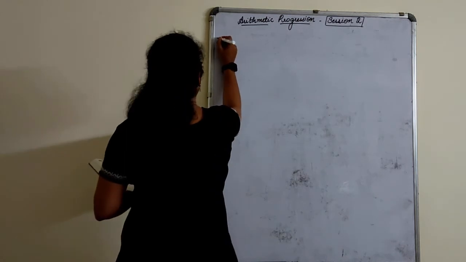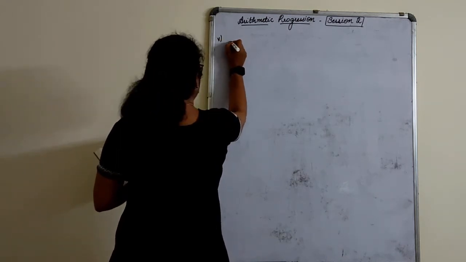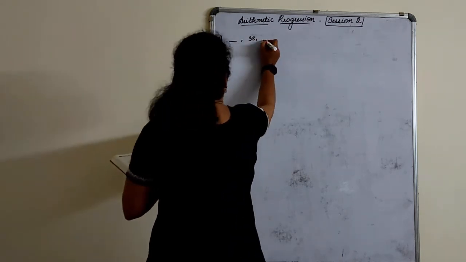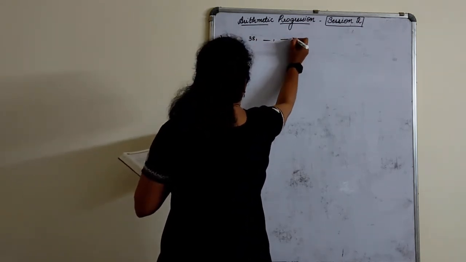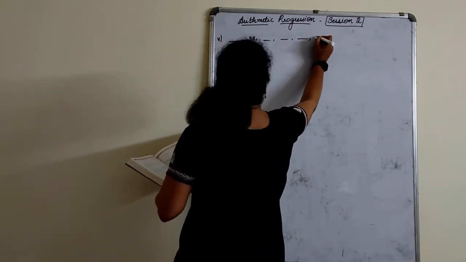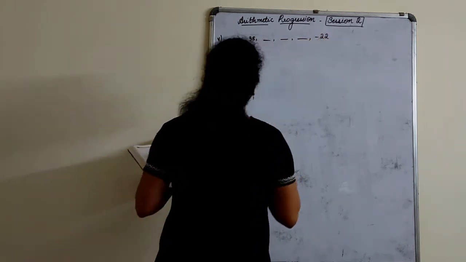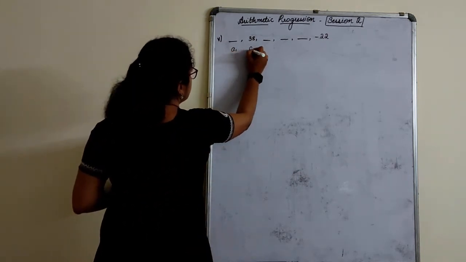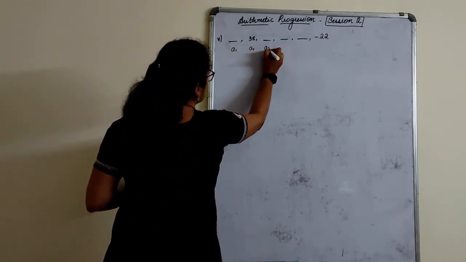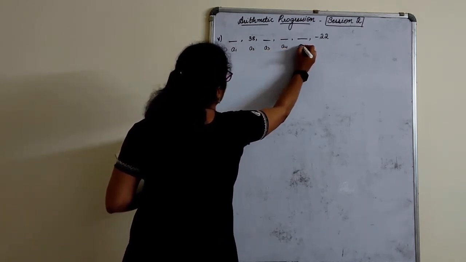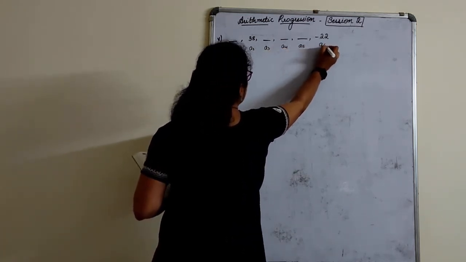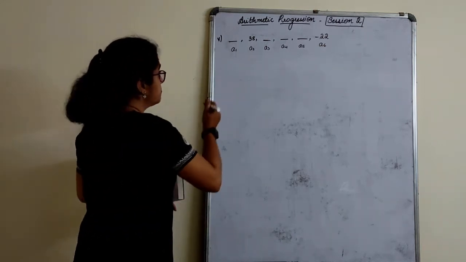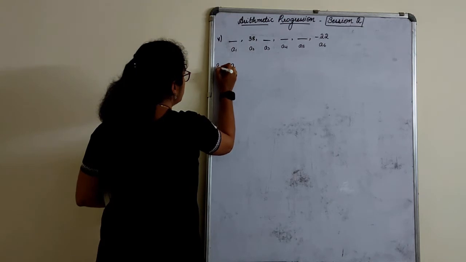So let's see the fifth one now. So fifth one they have given first as blank. The second number is 38. 3 blanks are given, consecutive 3 blanks, and the last term is minus 22. Right? So let's name it. This is A1, this is A2, this is A3, A4, A5 and A6, right? That means we know second term and sixth term. Let us write the solution.